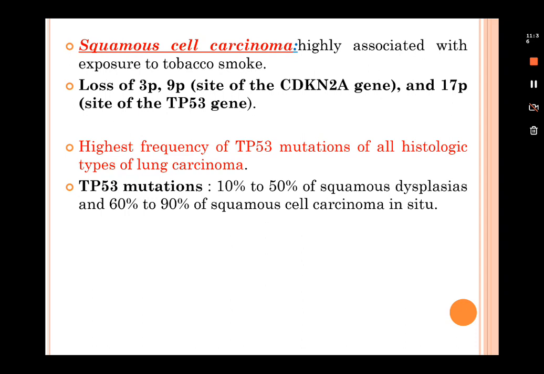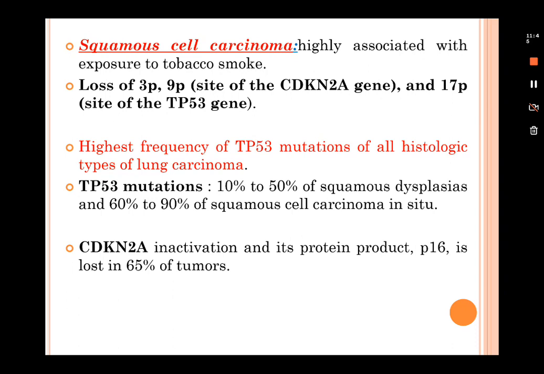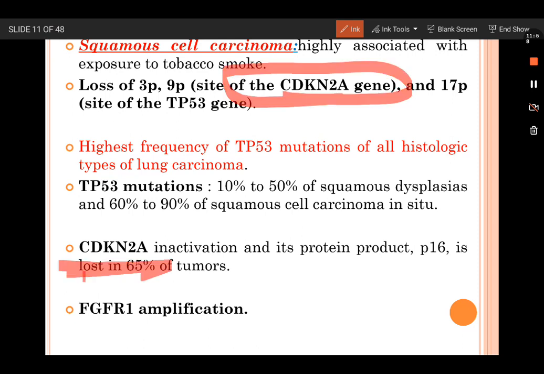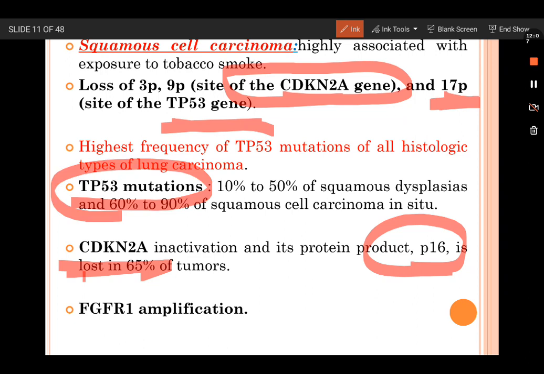10 to 50% of patients will have squamous dysplasia, and then 60 to 90% develop SCC in situ, and eventually it will develop SCC. Then there is CDKN2A inactivation, and its protein product is lost in 65% of the tumors. To summarize, there is loss of CDKN2A because of which its protein product is lost, and then we have 17p, which is the site of the p53 gene. Out of the three lung cancers, adenocarcinoma, squamous cell carcinoma and small cell carcinoma, TP53 is in highest frequency in SCC.